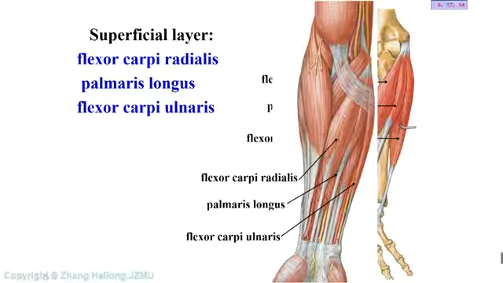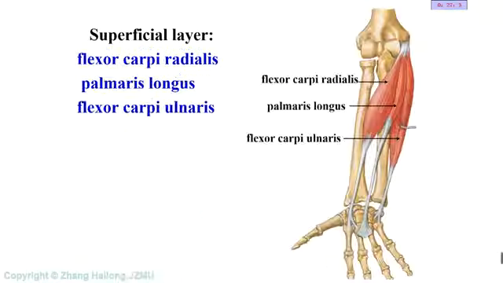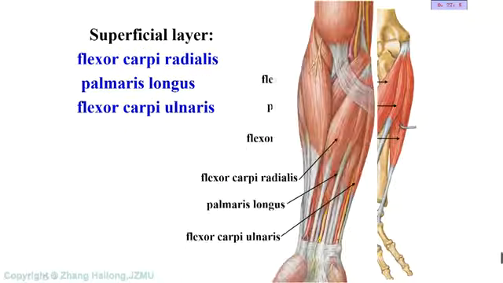Now let's see them again. Humerus, this one. Brachialis, this one. Brachioradialis, this one. And this one, pronator teres, flexor carpi radialis, palmaris longus, and flexor carpi ulnaris are the superficial layer.